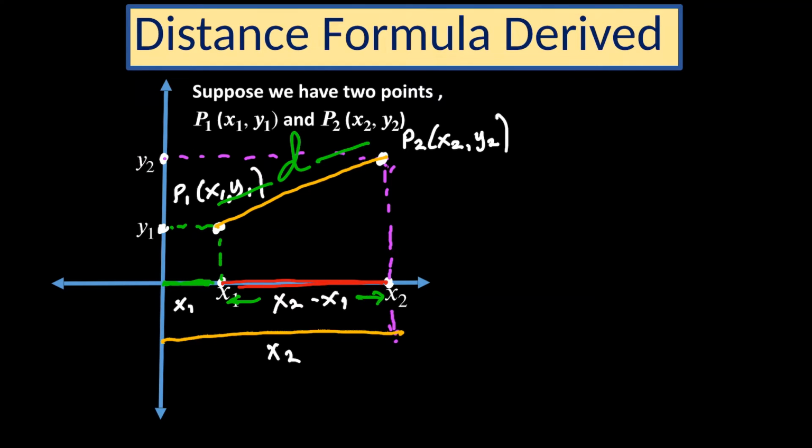And it also follows that this line is also x sub 2 minus x sub 1. Now next, what is this distance? This distance from the x-axis to this point is actually our y sub 1.